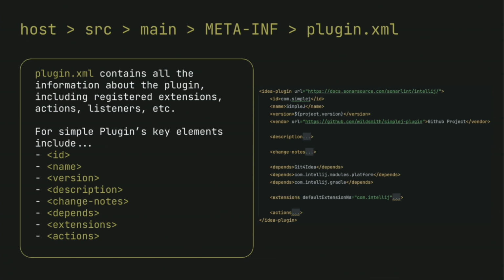Depends specifies a dependency on another plugin or module of an IntelliJ platform-based product. For instance, you could add a dependency on the Android plugin. Extensions define plugin extensions, such as notification groups, application services, and configurations for stuff like plugin settings. And then finally, actions, which define plugin actions, such as the AnAction actions. This is the most basic entry point to trigger plugin logic.